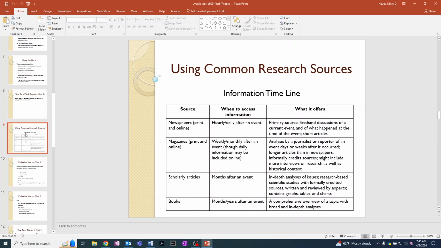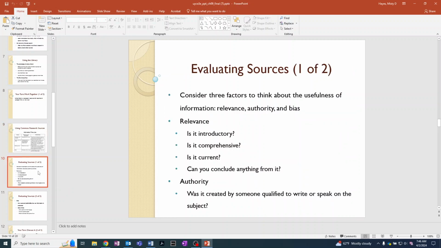How do you do that? What do you look at? What common research sources are there? Well, obviously, you have newspapers, magazines, articles, books, videos. There's lots of different ways for you to gather information.